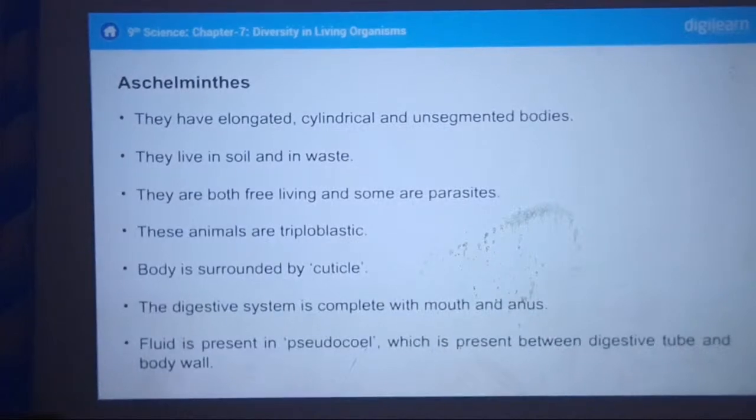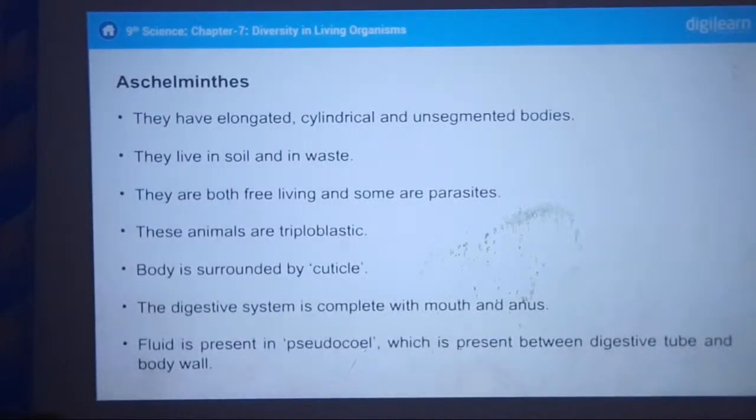Nematoda. These animals have elongated, cylindrical and unsegmented bodies. Hence, these organisms are called roundworms. The members of the phylum live in a wide range of environments. Some of them are free-living and some are parasites. These animals are triploblastic. The body is surrounded by a thick protective layer called cuticle. These animals possess a simple digestive system. The space between the digestive tube and body wall is called pseudocoel.